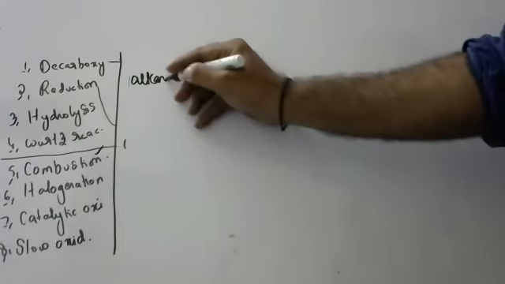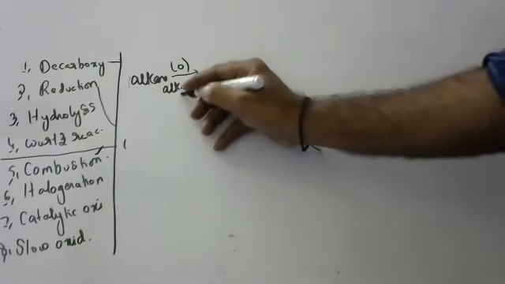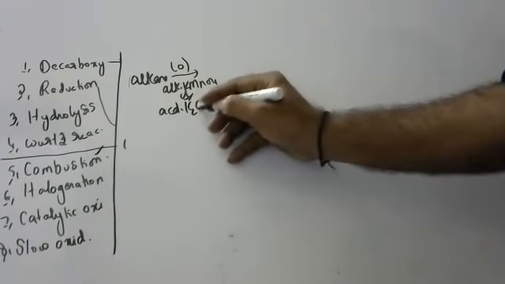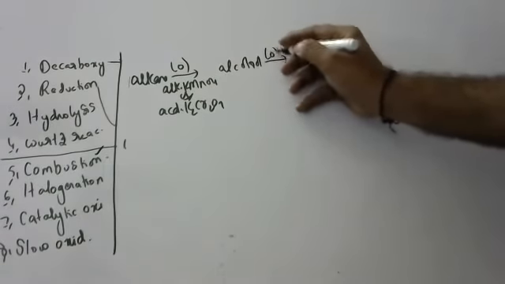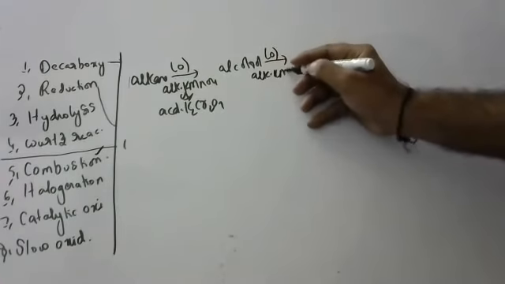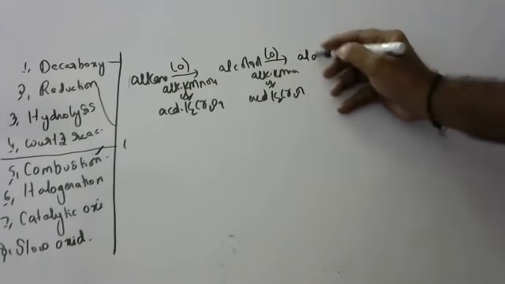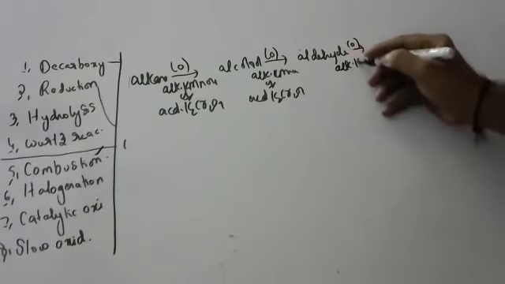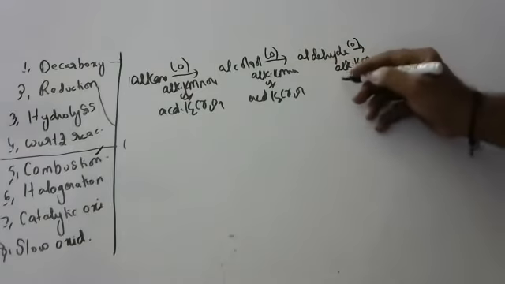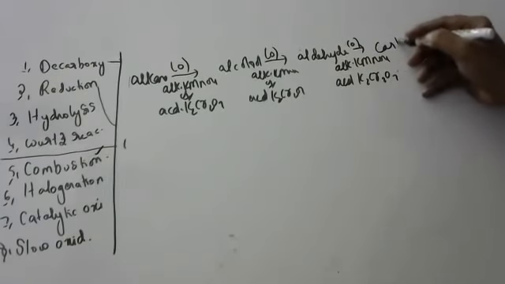Slow oxidation means take alkane and oxidize in presence of alkaline KMnO4 or acidified potassium dichromate, you will get alcohol. Take alcohol and subject it to oxidation, alkaline KMnO4 or acidified K2Cr2O7, you will get aldehyde. Aldehyde on oxidation, in presence of the oxidizing agents KMnO4 and K2Cr2O7, you will get carboxylic acids.